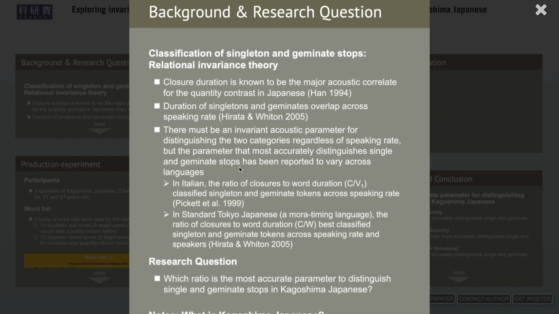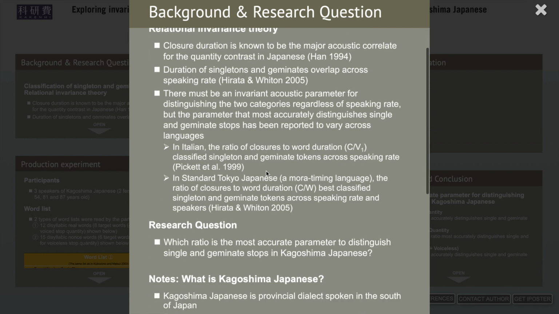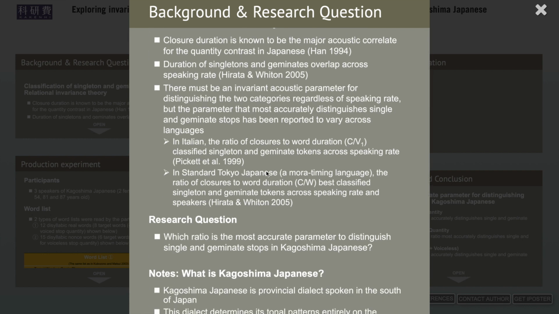Main question of this study is, which of the acoustic parameters is most accurate when distinguishing single and geminate stops in Kagoshima Japanese? We'll examine that by analyzing speech materials produced by speakers of Kagoshima Japanese. Then, before moving on to details of the experiment, we'll briefly introduce characteristics of Kagoshima Japanese.